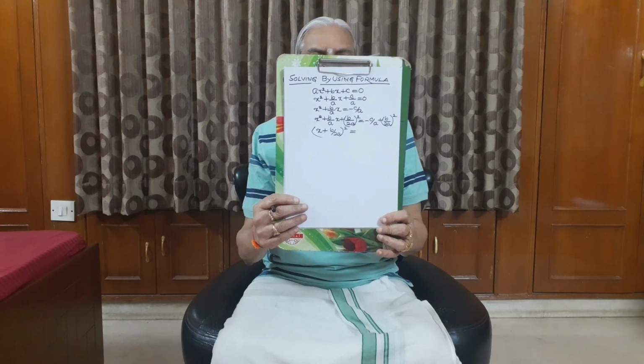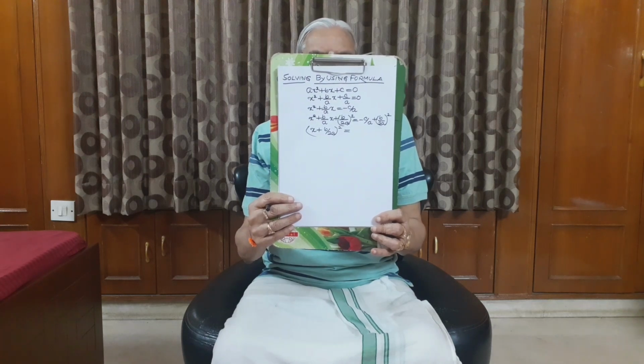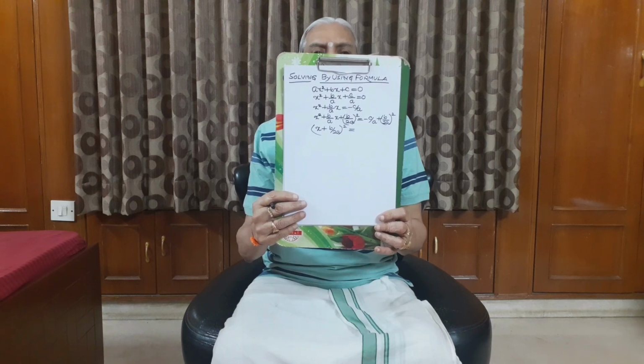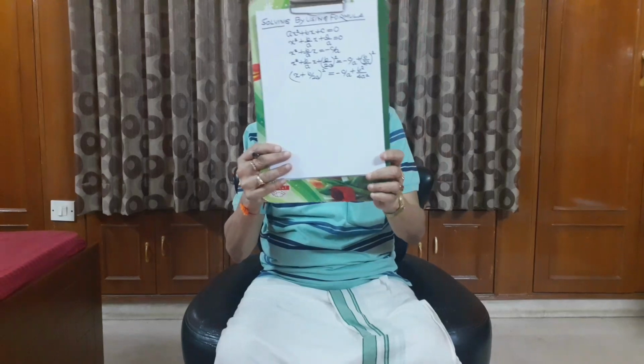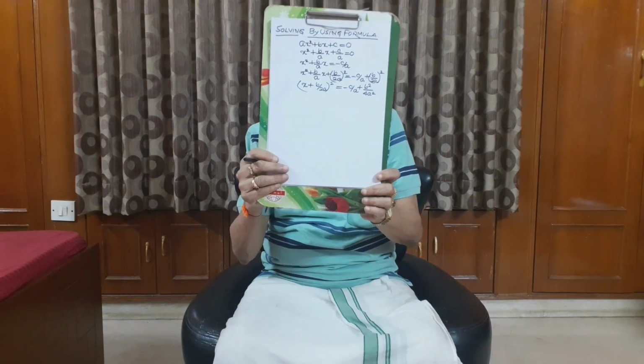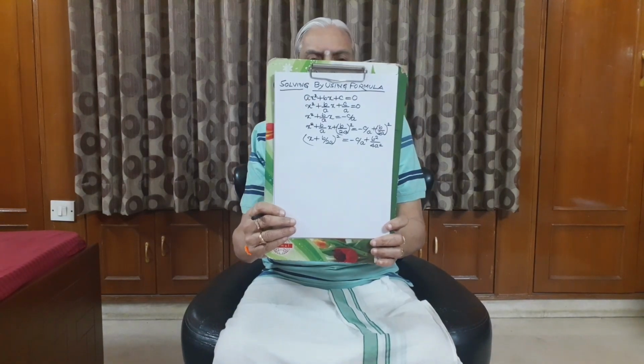Cancel a by a. Next one, you have to simplify the right hand side. That is equal to c minus c by a plus b by 2a the whole square, means b square by 4a square. See that? Minus c by a plus b square by 4a square.